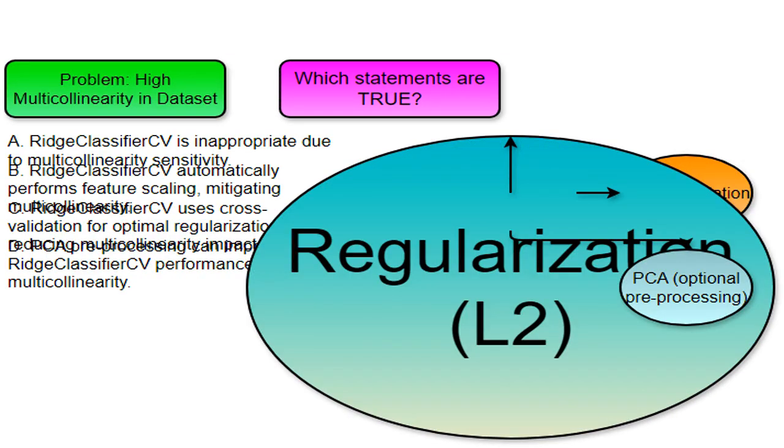Regularization is a technique to prevent overfitting by adding a penalty to the magnitude of the model's coefficients. L2 regularization, specifically, adds a penalty that is proportional to the square of the coefficients. This helps to shrink the coefficients towards zero, reducing the impact of highly correlated features.